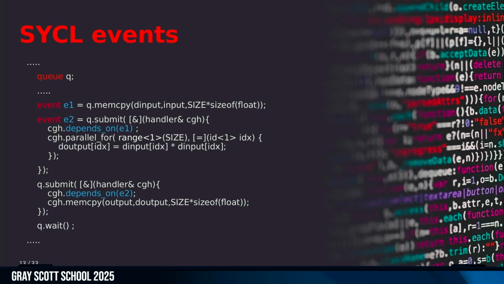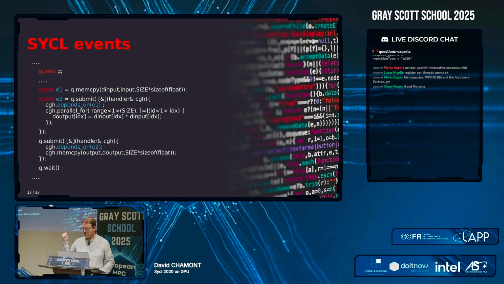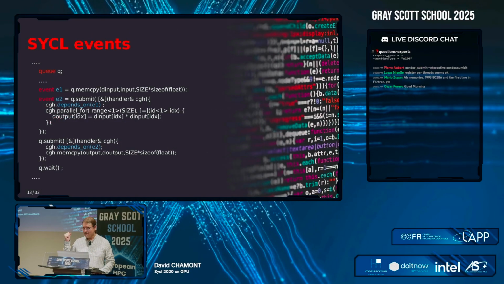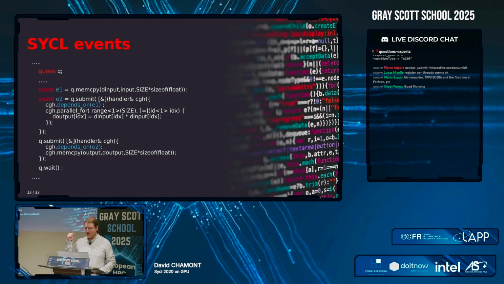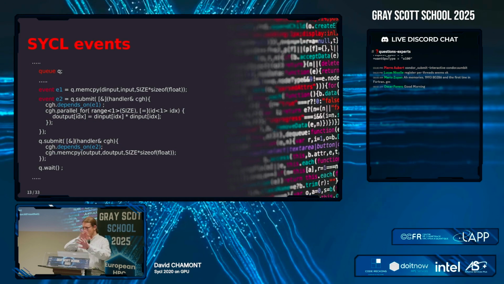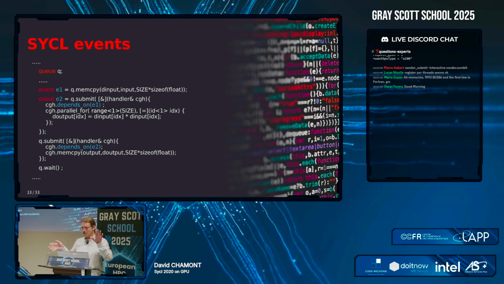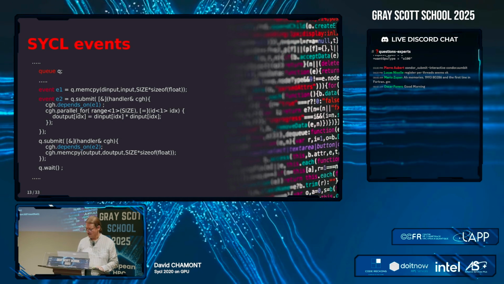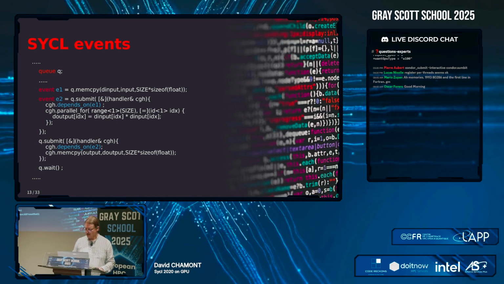Just remember, anytime you submit something on the queue, you get back an event that can be used as a prerequisite for other actions. That's also, I think, if you want to do something with several queues, using several devices, you should be able to use this to synchronize between the different queues, what you cannot do in any other way. So that's for the events.